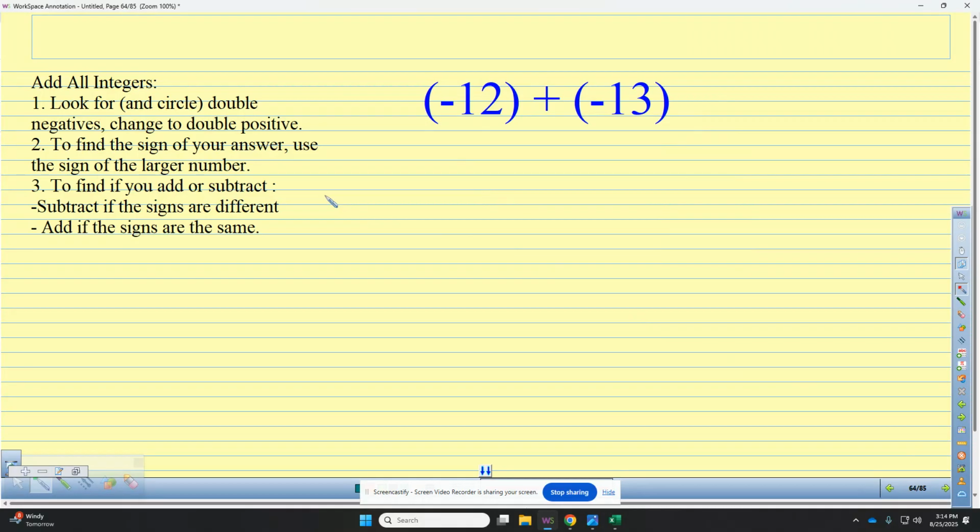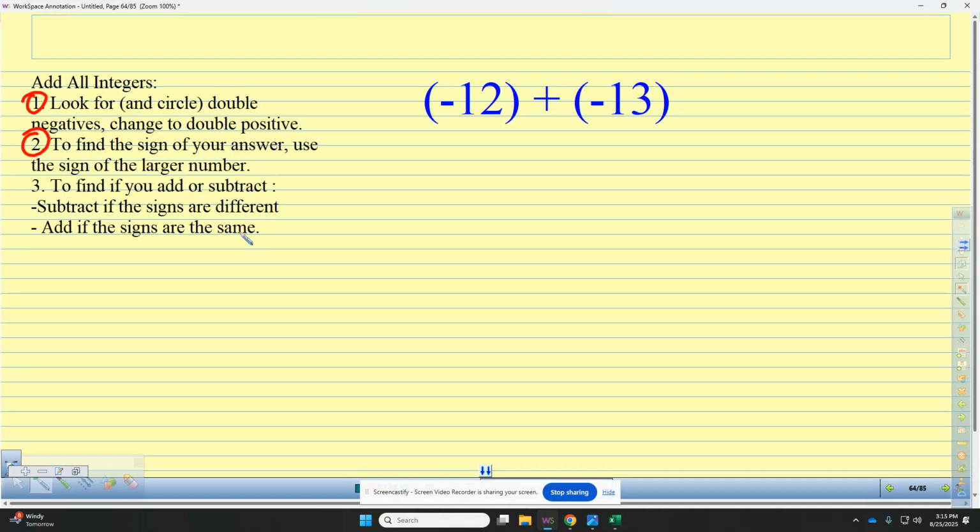Would you try this next problem? Pause the video and try to do as much of it as you can. Okay, hopefully you attempted the problem, and make sure that you've written the problem out. So we're looking for any double negatives. We have a positive and a negative next to each other, but no double negatives. So we've taken care of that.